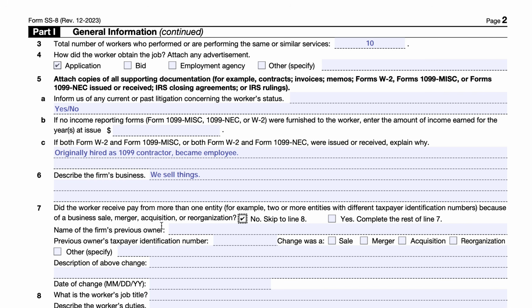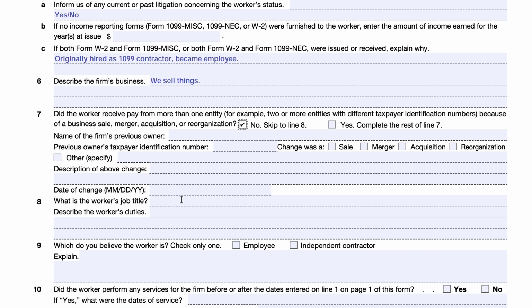If yes, you would have to complete: who's the previous owner, previous taxpayer ID number, why did it change, when did it change, was it a reorg, a sale, a merger, an acquisition? What's the worker's job title? Let's see, salesperson.